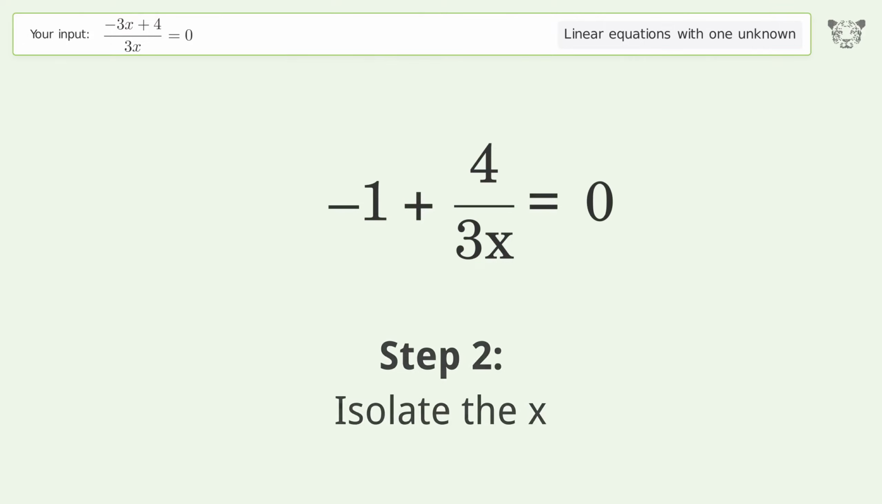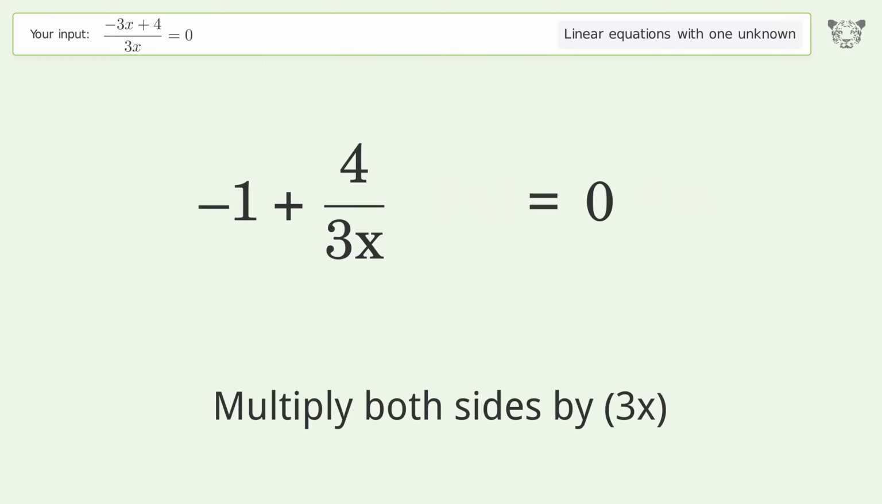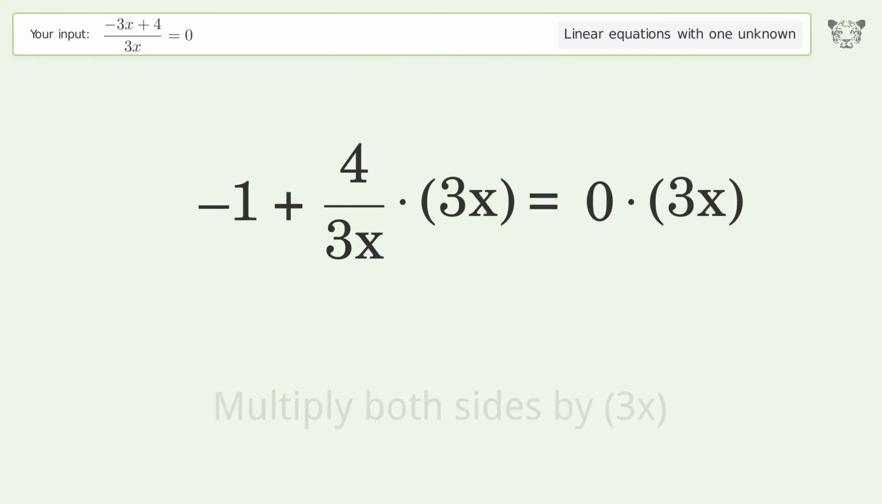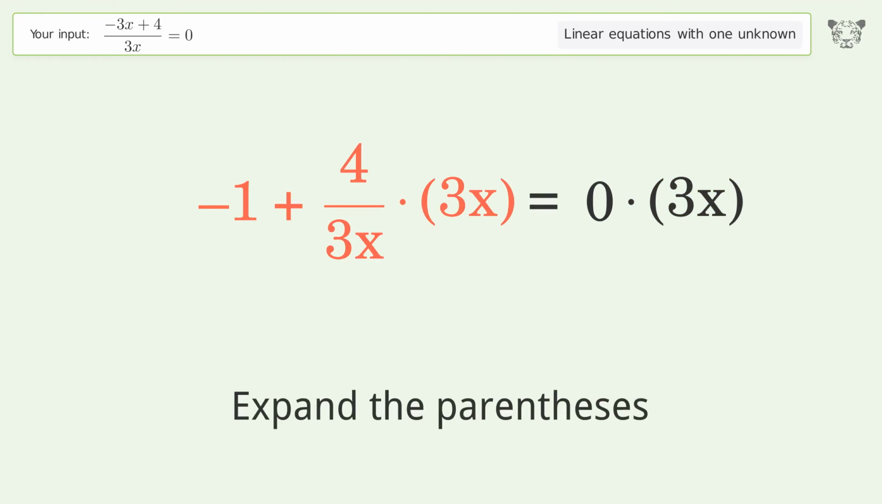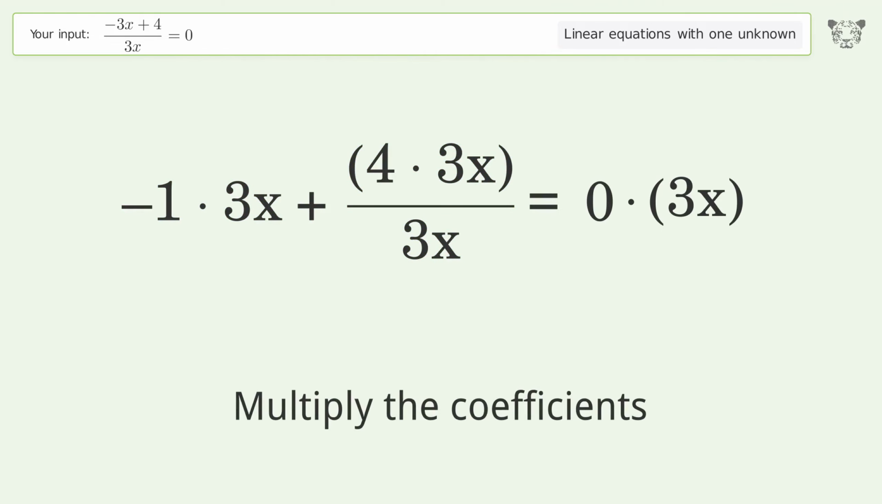Isolate the x. Multiply both sides by 3x. Expand the parentheses. Multiply the coefficients.